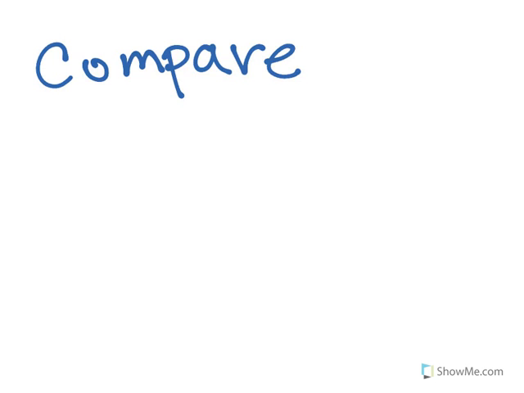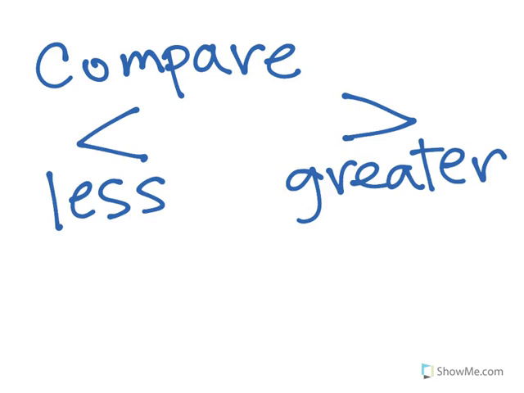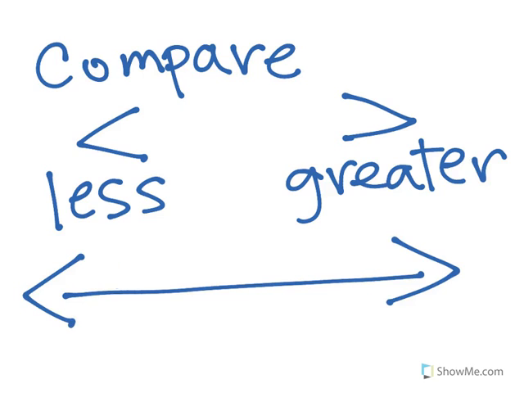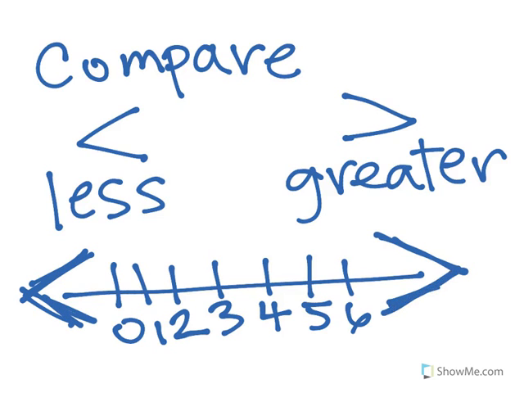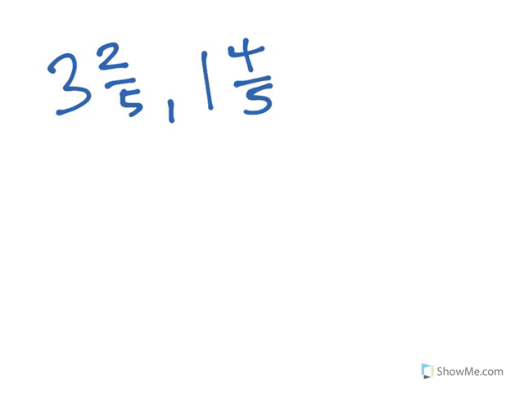When we compare fractions, we use the greater than and less than symbols. I want to remind you that these symbols are on the end of a number line. When the numbers get smaller, they are less. When the numbers get greater, they are bigger.